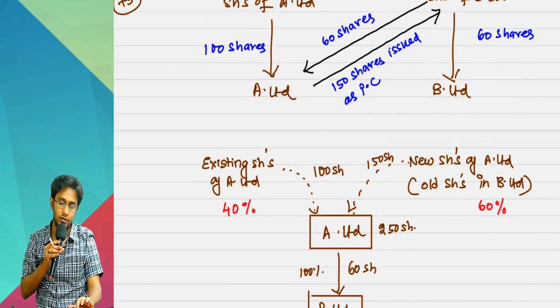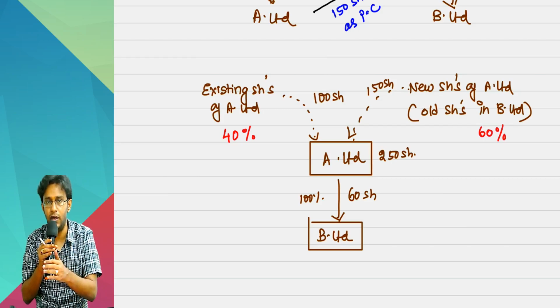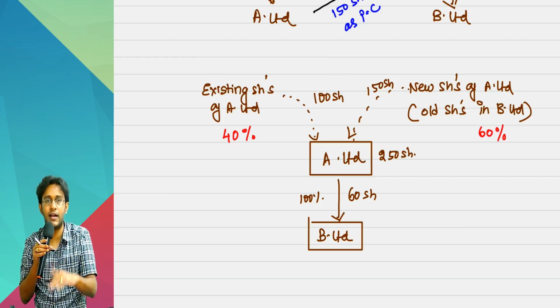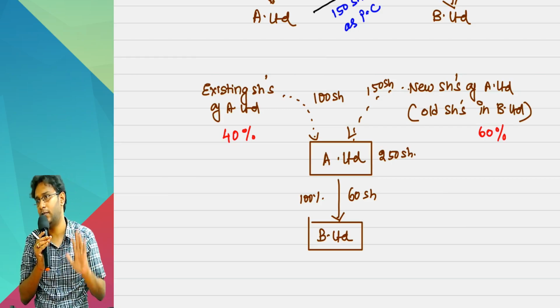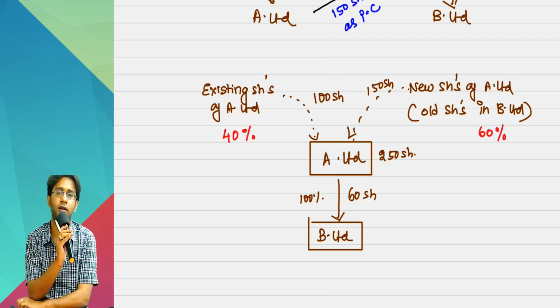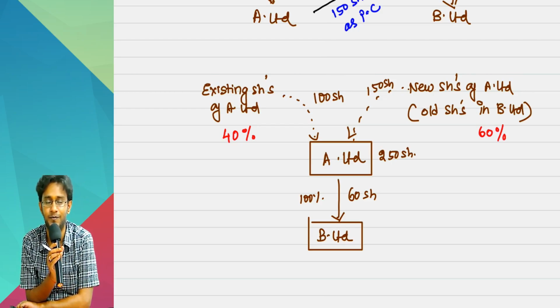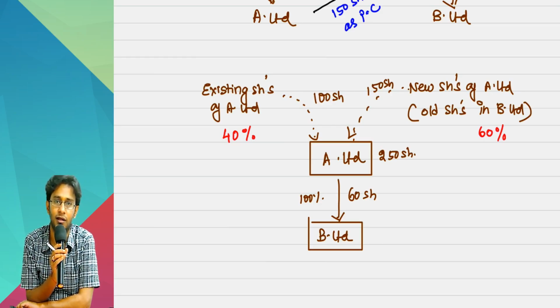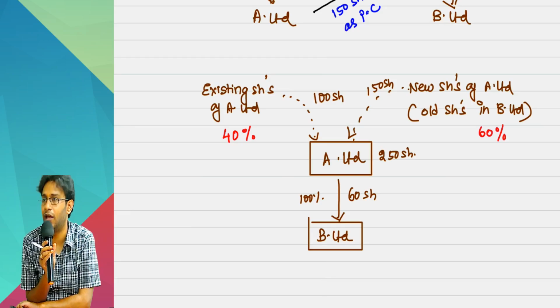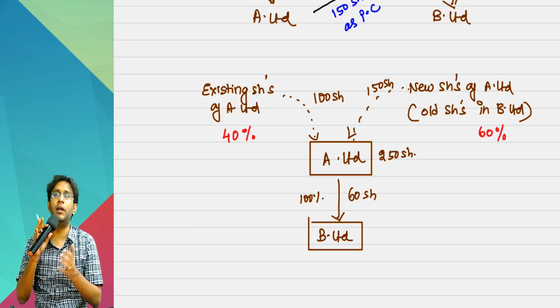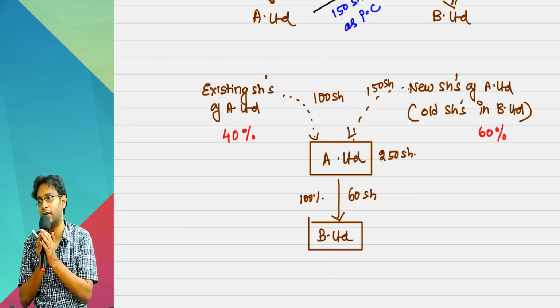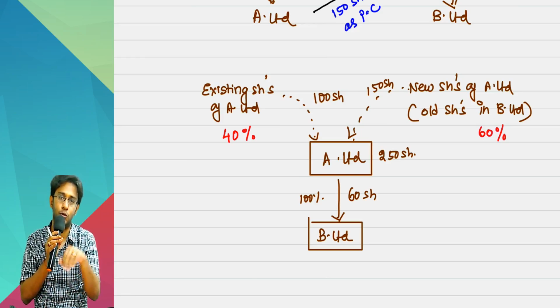Now tell me, based on this, who is acquiring whom? B is acquiring A, but it looks as if A is acquiring B. So who is the parent here legally? Who is the subsidiary legally? But in reality, B is the parent, A is the subsidiary. And if B produces consolidated financial statements, how will it look? That should be your final answer.